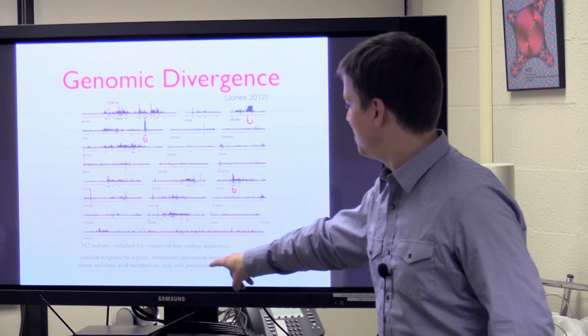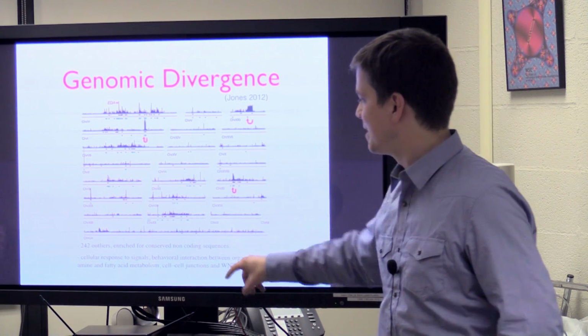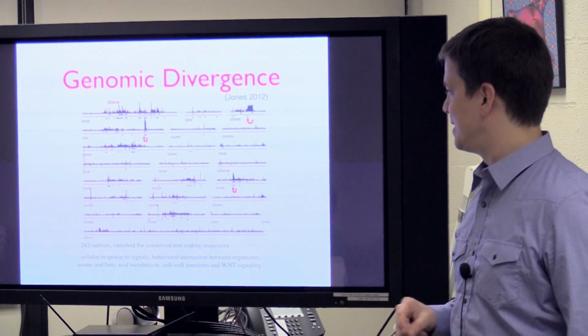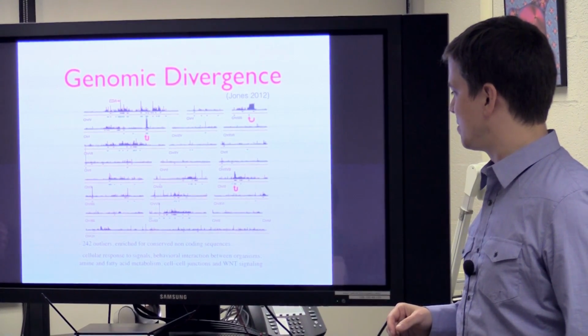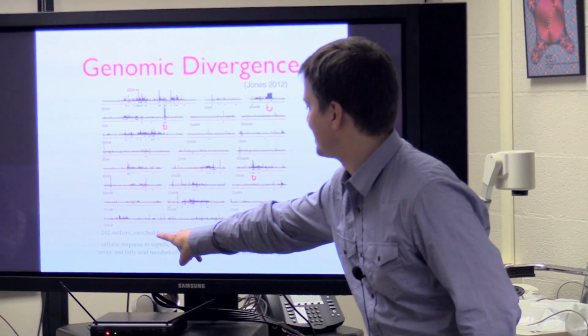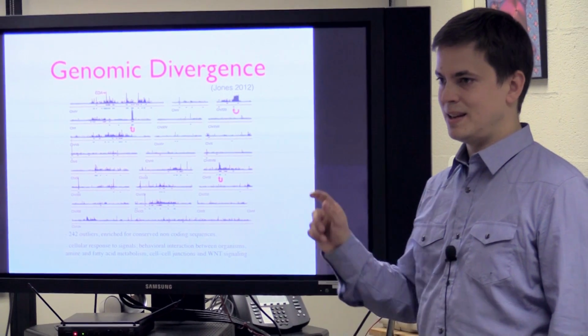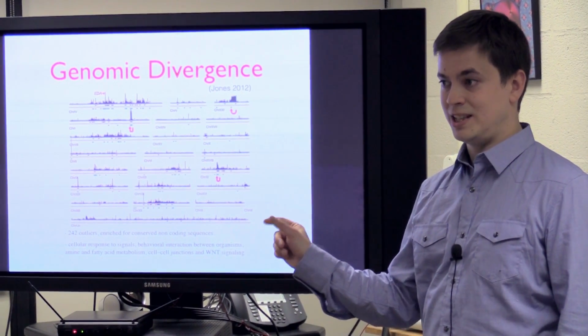And then finally, when they actually went ahead and looked in all these regions and tried to classify the genes, the cool thing is they found that it's actually not genes in there. It's mostly these parts of the genome that regulate genes elsewhere.